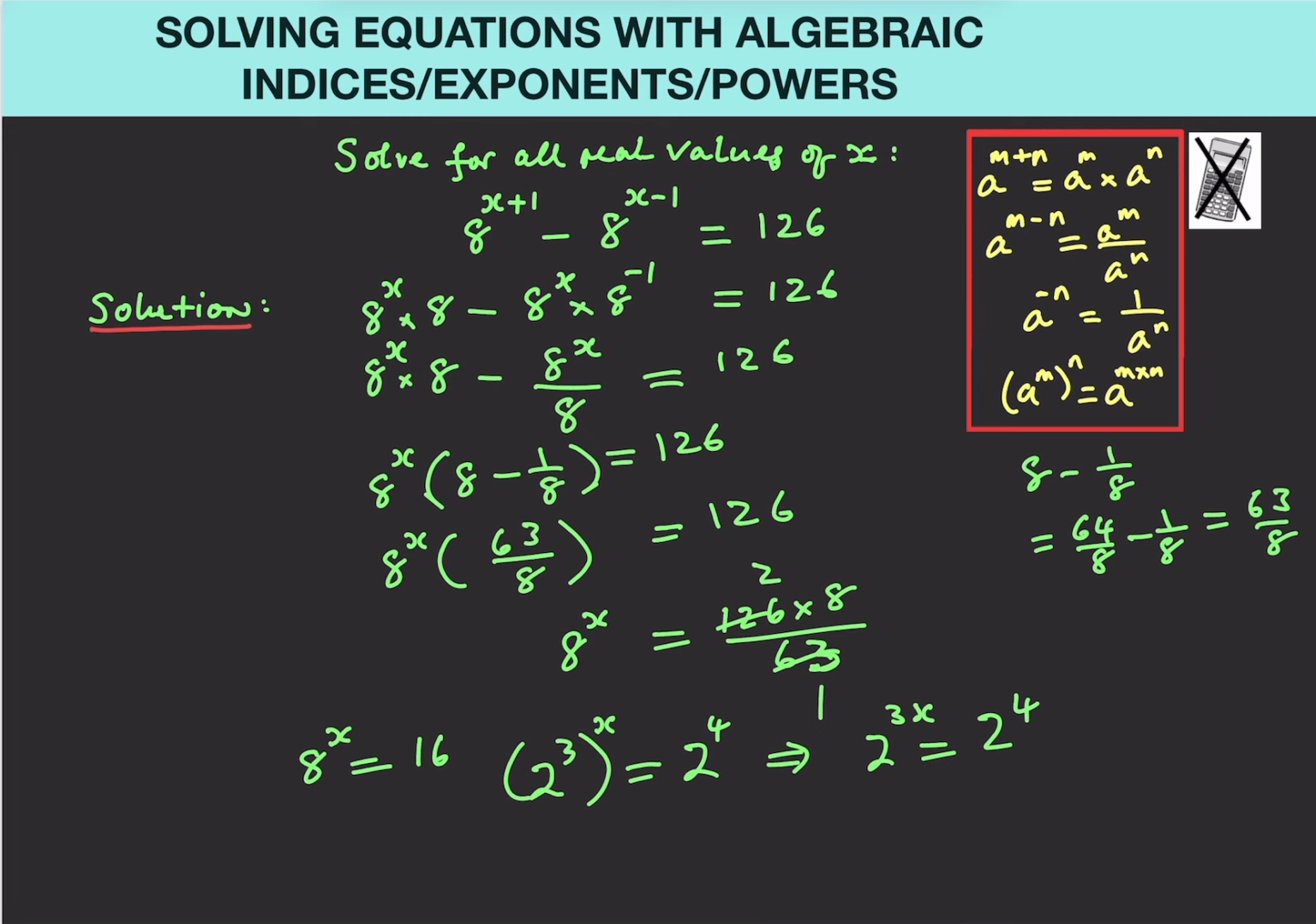Now the base is the same. It means this power here equals that power. So we can now write that 3x equals 4. So x equals, divide both sides by 3, and you get 4 over 3. You don't have to simplify that. Don't use decimals. Don't write 1.3 recurring. Just write 4 over 3, that's fine.